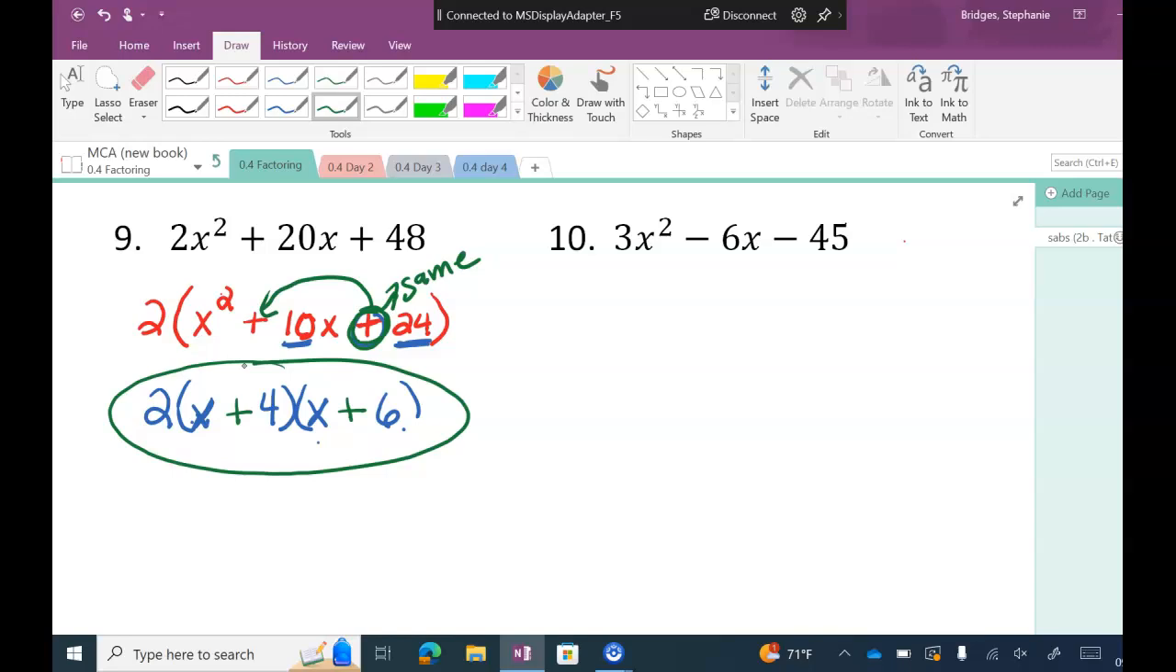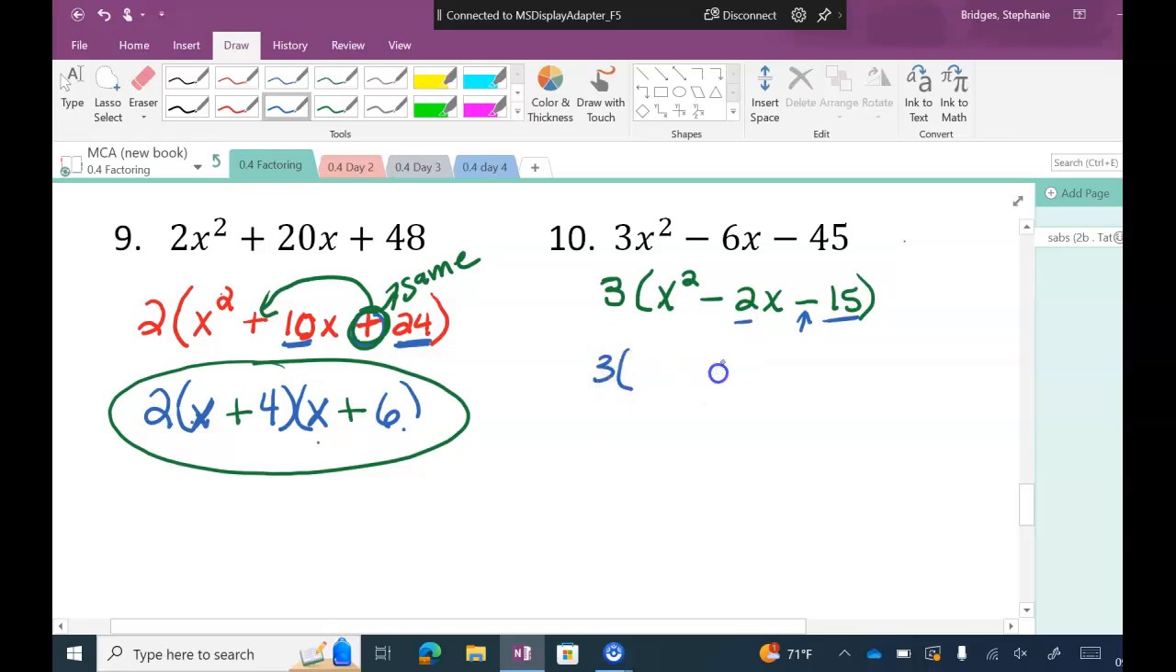Three x squared minus 6x minus 45 are all divisible by what? 3. So we're going to pull that 3 out. That's going to leave me with x squared minus 2x minus 15. So I want numbers that multiply to give me 15 and subtract to give me 2. What are they? And then are my signs going to be the same or different? Different, yeah. And then the first one goes in front of the bigger number, so that minus goes in front of the 5.